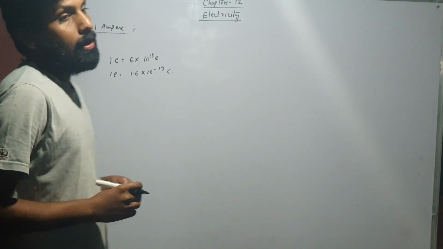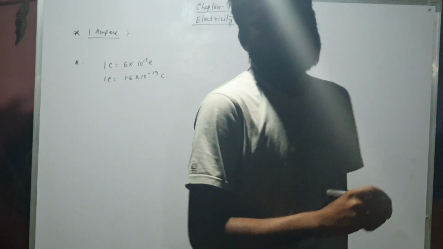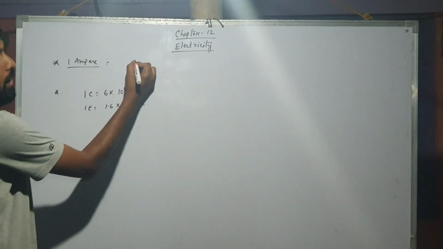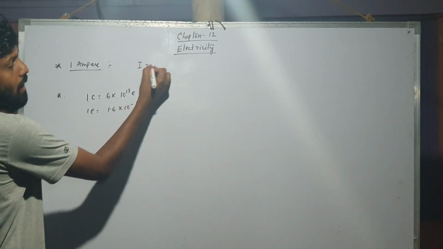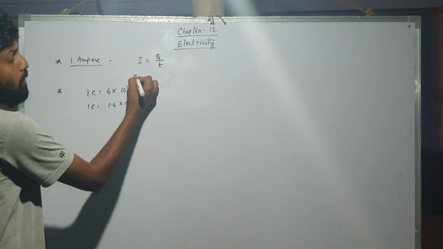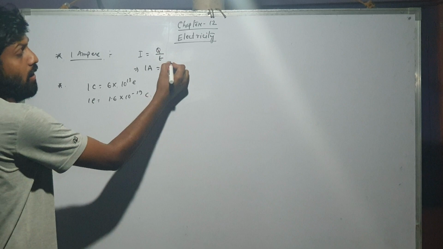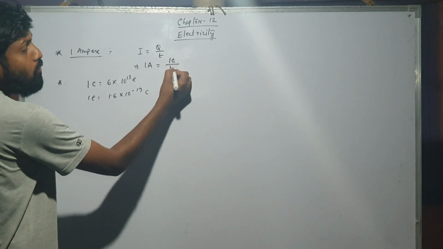Since we know that the SI unit of current is ampere, the need is now to define 1 ampere. First of all, to define 1 ampere, I have to go to the formula. The formula is current I is equal to Q by T. How much current do I want now? I want 1 ampere. For 1 ampere, my charge should be how much? 1 coulomb, and time should be how much?